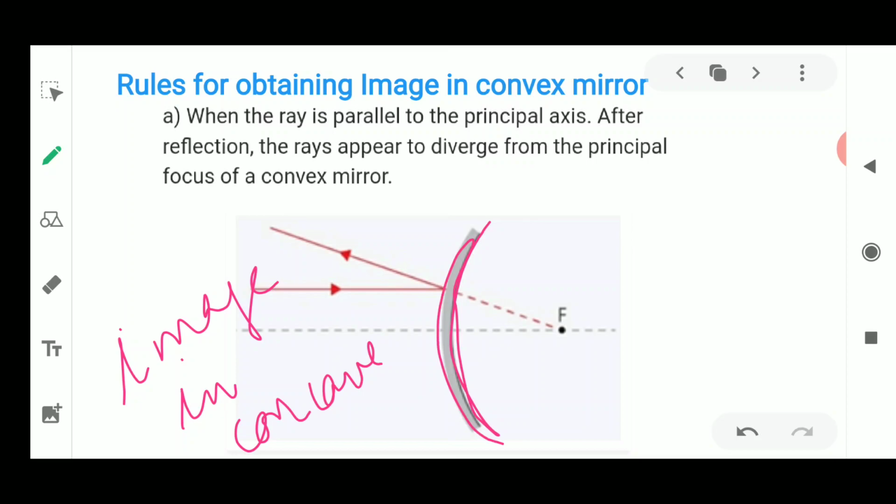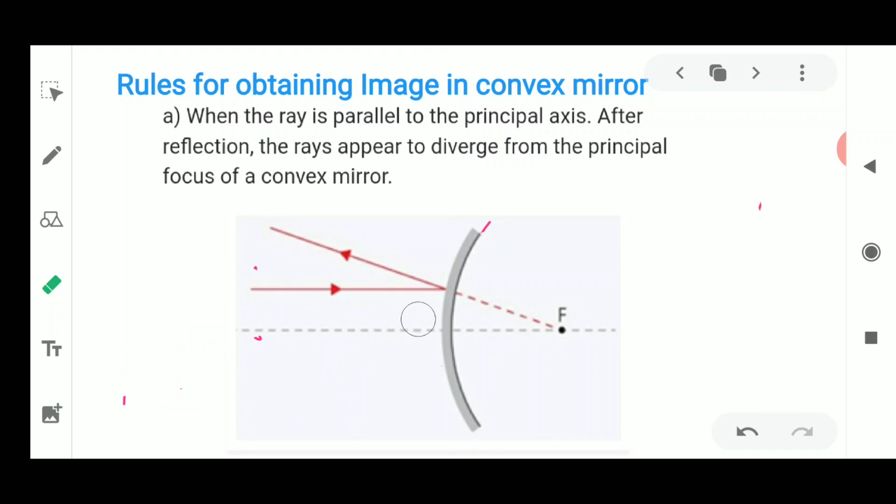is always bulging out, means it is being tilted outwards. So what happens when the image is being formed, it is going to be formed at the back of the mirror. It will always be virtual, means we are going to form the virtual image in this case. So for forming this virtual image, we need to know the rules which are used for obtaining the image in the convex mirror.